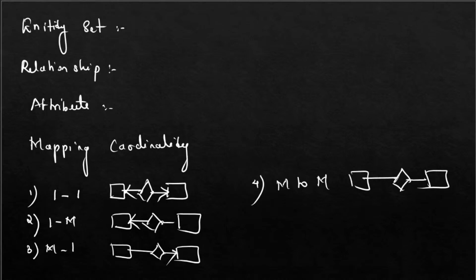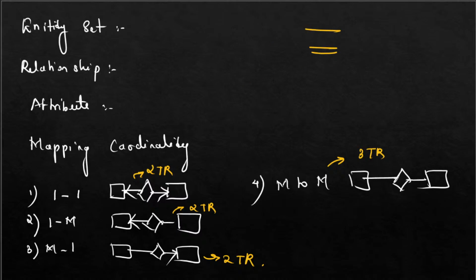Now, ER to DBMS tables. How many tables from this relation can we make? If the relation is 1-to-1, how many tables are required? 2 tables required. If the relation is 1-to-many, 2 tables again are required. If it is many-to-many, 3 tables are required. Okay? And partial participation at both sides with the same mapping is the same as above. So partial participation is like this.